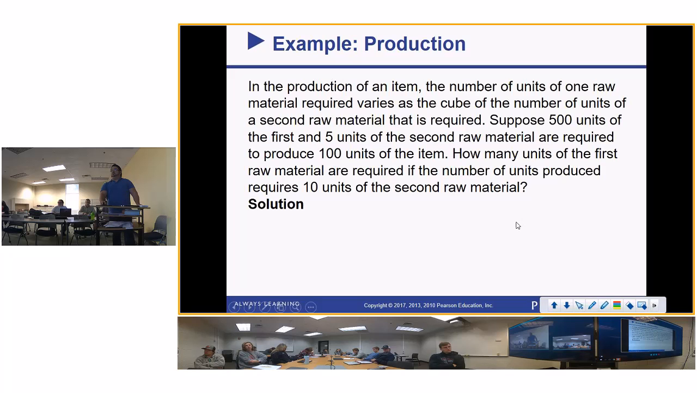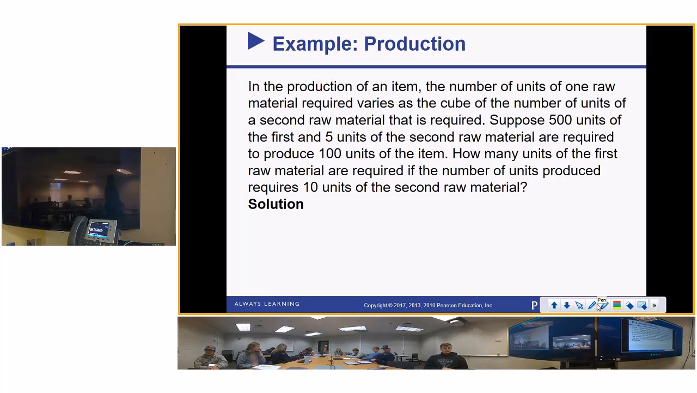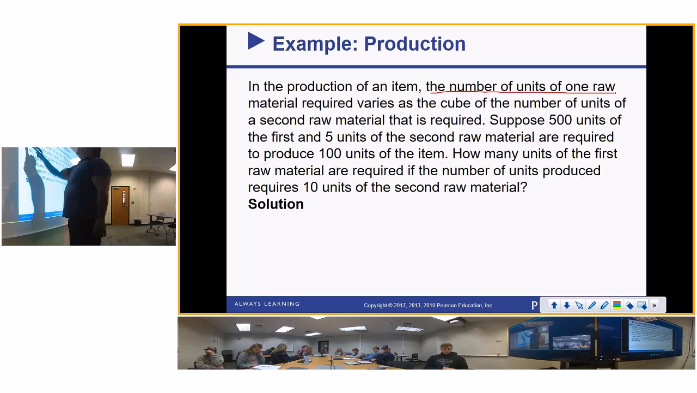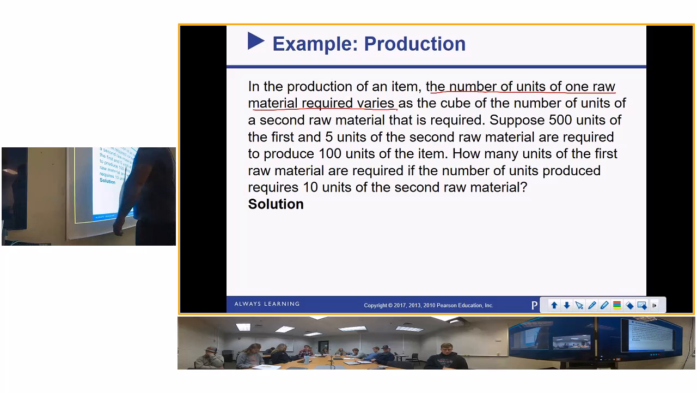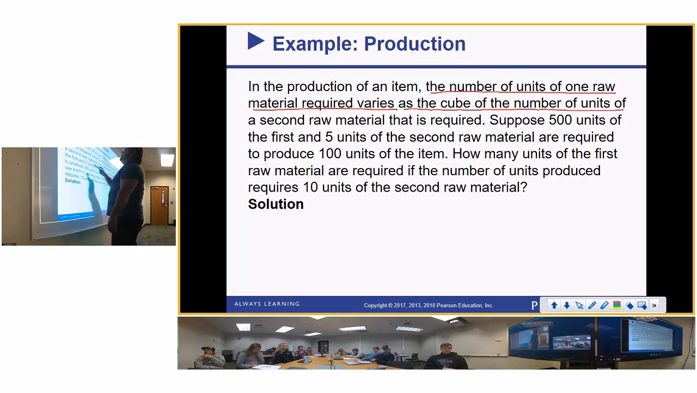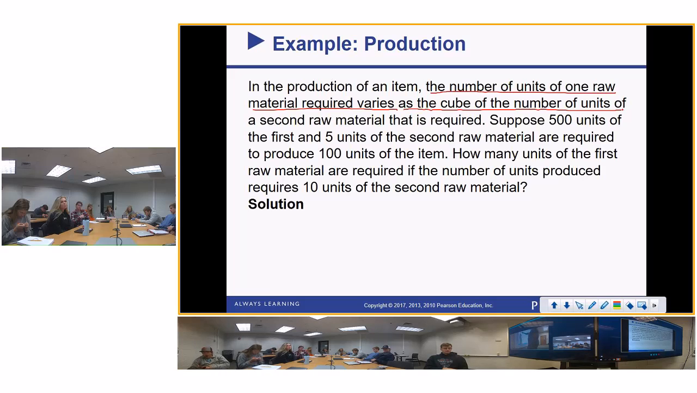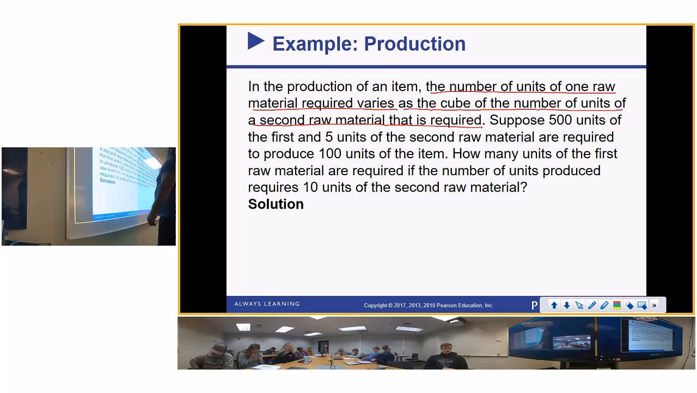Direct variation. In the production of an item, the number of units of one raw material required, let's highlight that, the number of units of one raw material required varies as the cube of the number of units of a second raw material that is required.